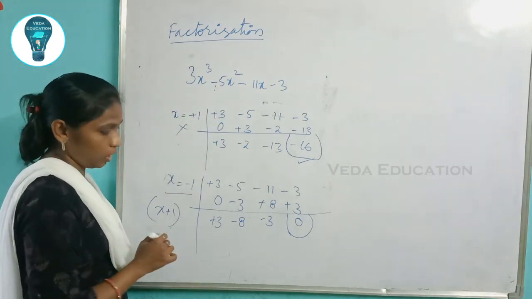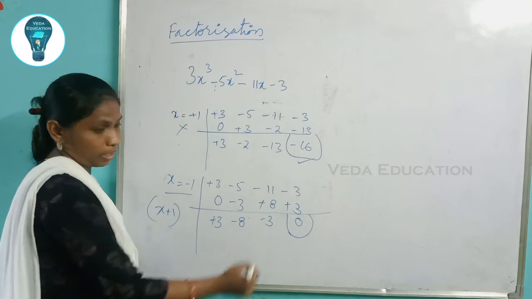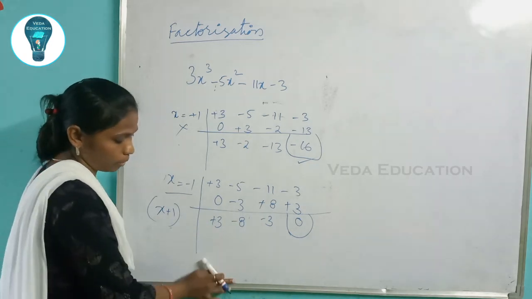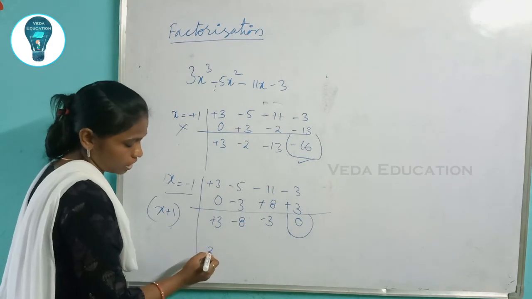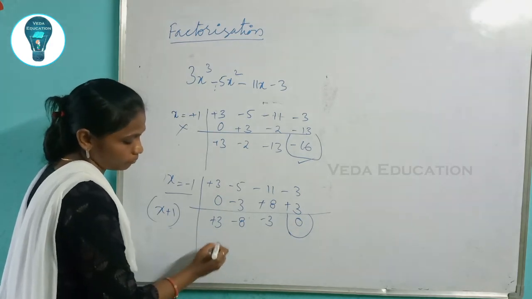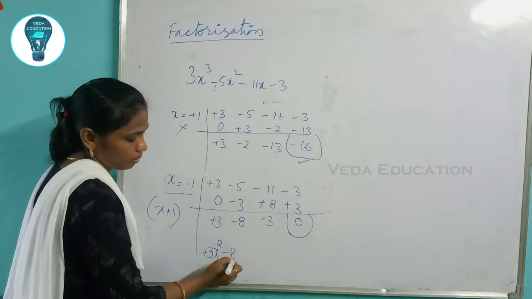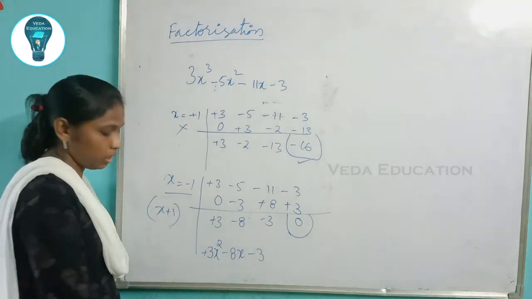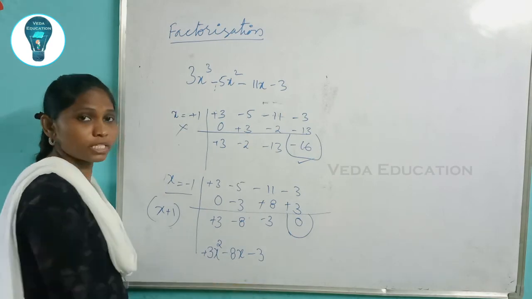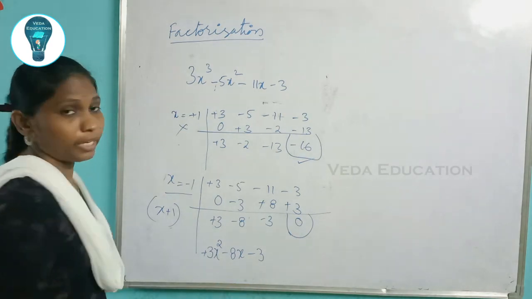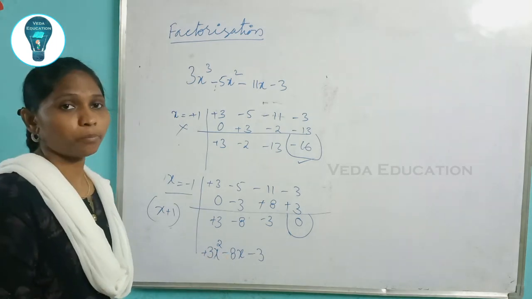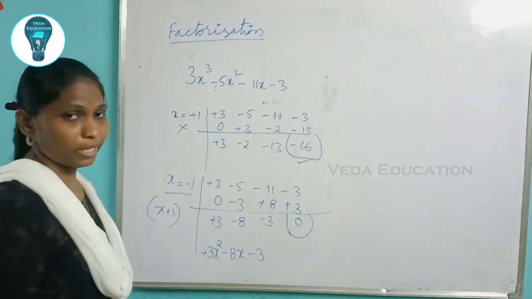Got it? Now here, how many numbers are left? 3 numbers. So convert into a quadratic polynomial. The first number is the x square coefficient, the second number is the x coefficient, and the third number is the constant. Okay, 3x square minus 8x minus 3. This is the quadratic polynomial. And in the previous class we discussed quadratic polynomial factorization. So apply that method.